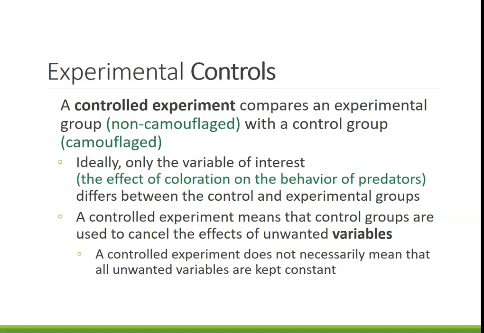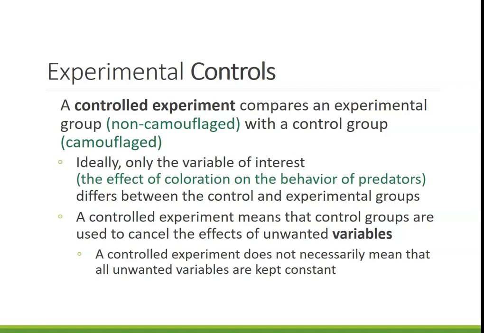Now, ideally, only the variable of interest, the one that we are trying to collect, the effect of coloration on the behavior of predators, is what differs between the two environments. So that is why the scientists used both types of mice in both areas, so that they had control and experimental groups in each of the two environments that they were looking at.